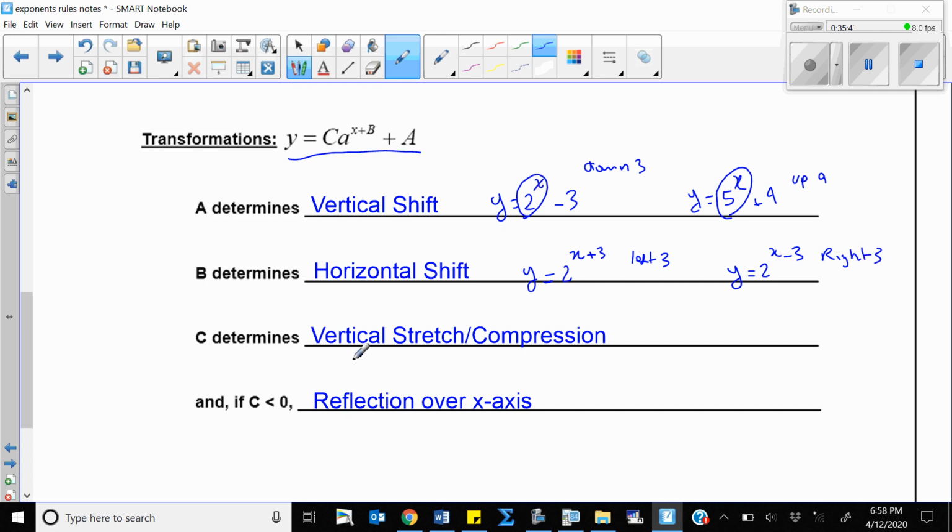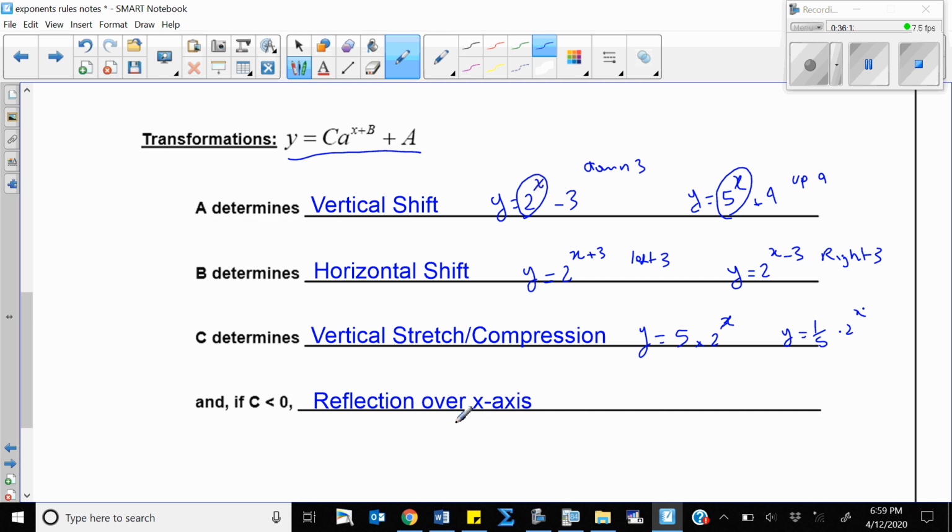C determines vertical stretch or compression. Like if I have, let's say, y equal to 5 times 2 to the power of x, that means this graph is vertically stretched by the factor of 5. Or if I have y equal to 1 over 5 times 2 to the x, then this is compressed by a factor of 1 over 5.